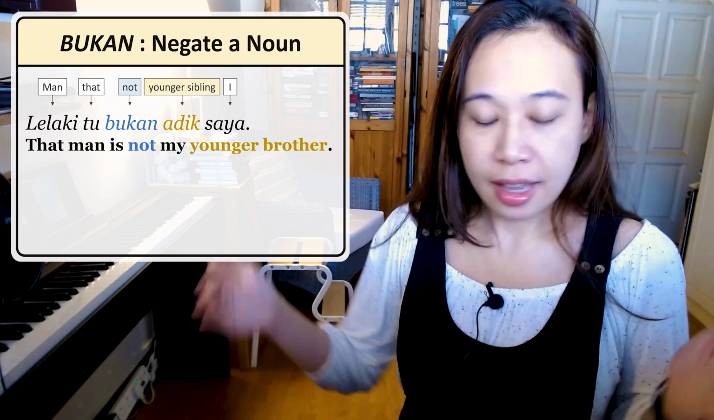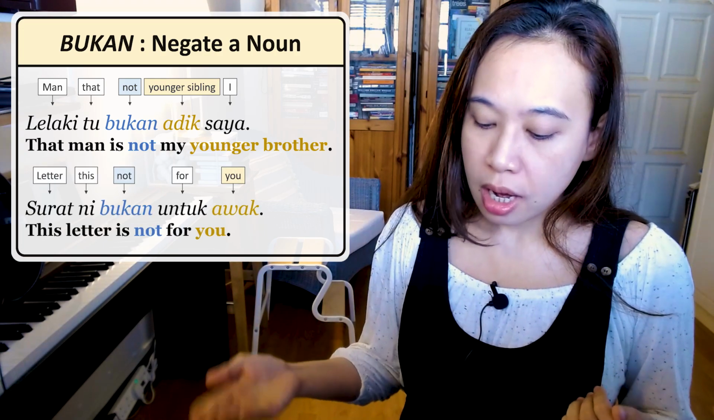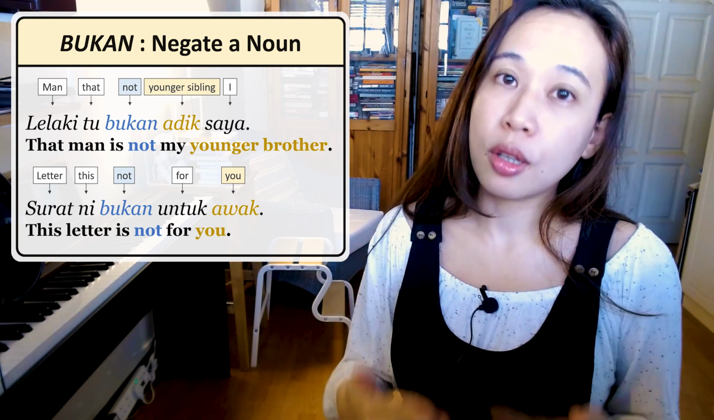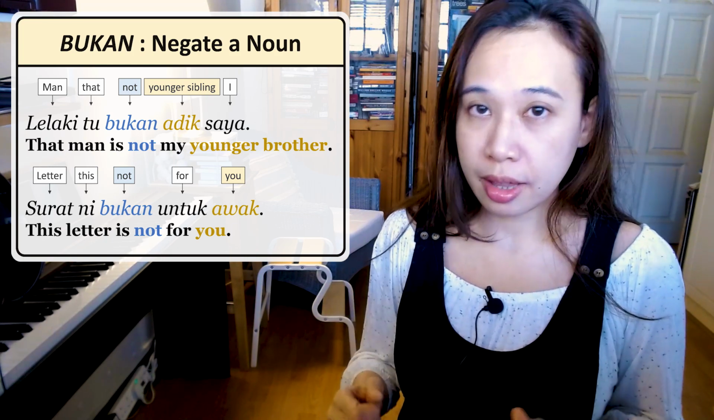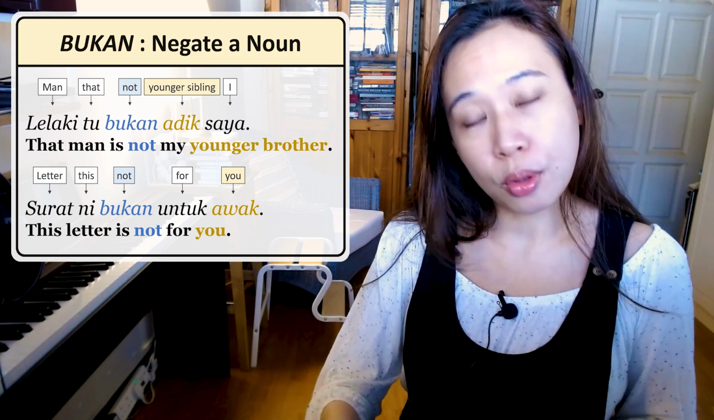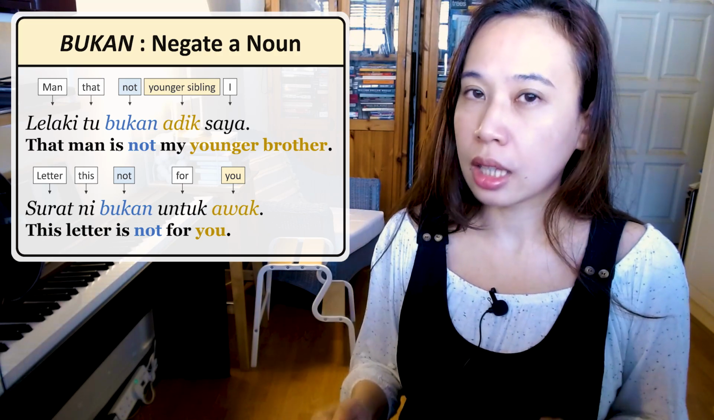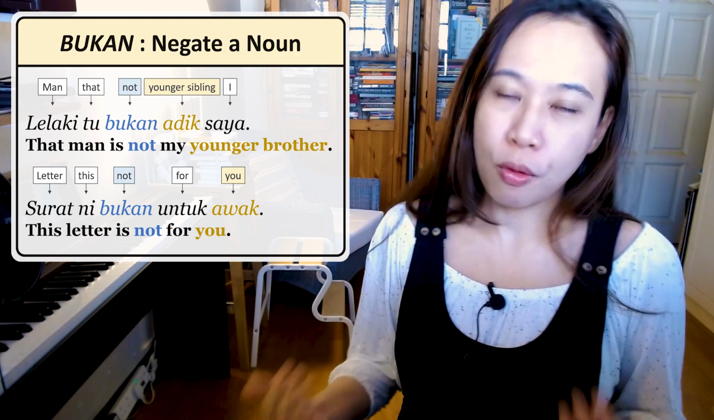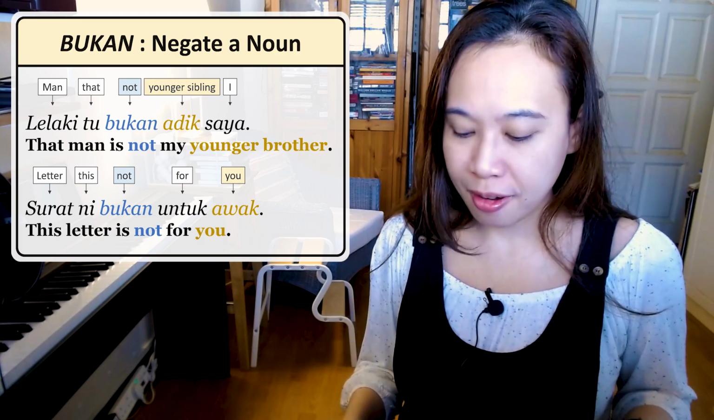Does not make sense. Second sentence, surat ni bukan untuk awak. This letter is not for you. Surat ni, this letter, bukan untuk awak. You cannot say surat ni tak untuk awak. Again, it sounds like this letter no for you. Not correct grammatically. Moving on to tidak, to negate both verbs and adjectives.